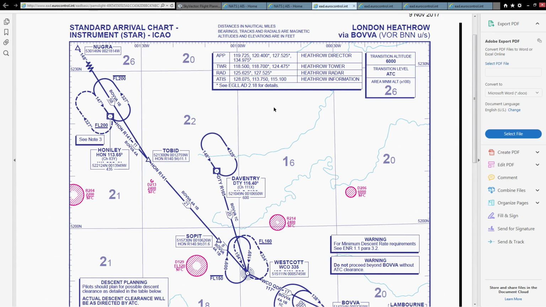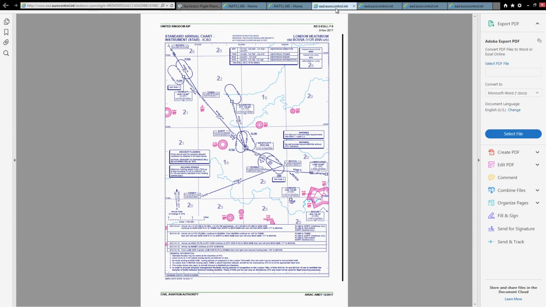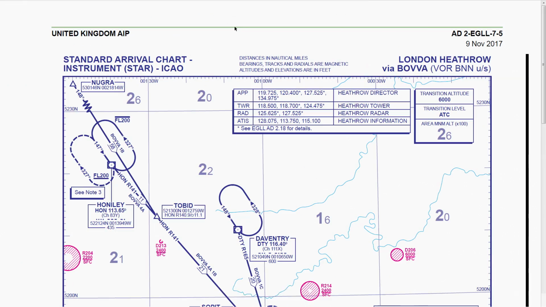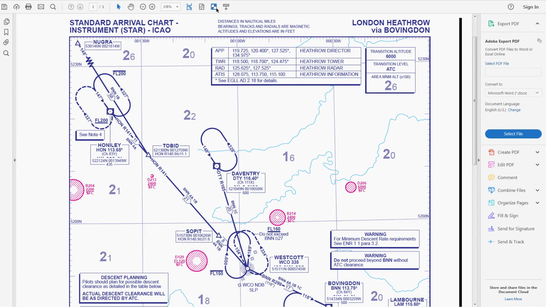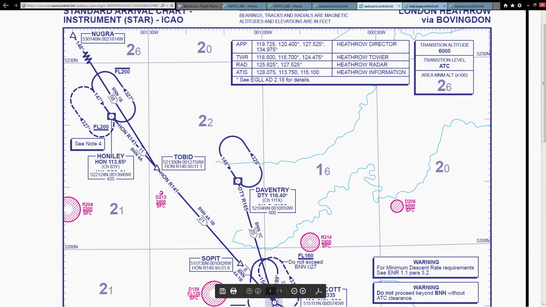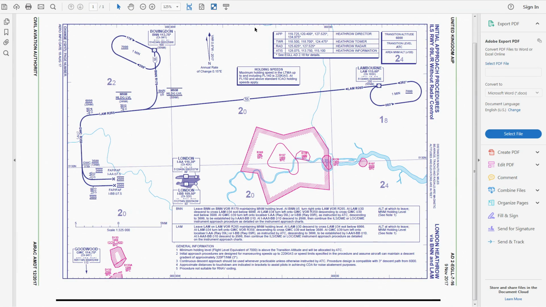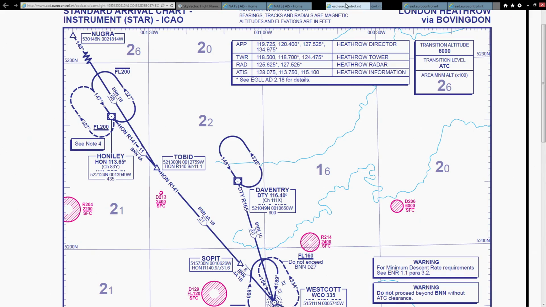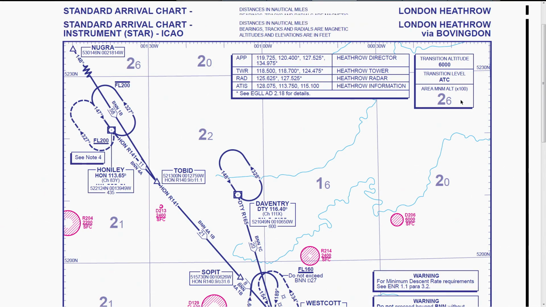So here we go. Here is the Bovingdon Star. As a matter of fact, let's do that and get rid of these. Just makes it easier to read. There you go. So 1, 2, and 3 is what we're going to look at. Now, let's start with this one, London Heathrow via Bovingdon.